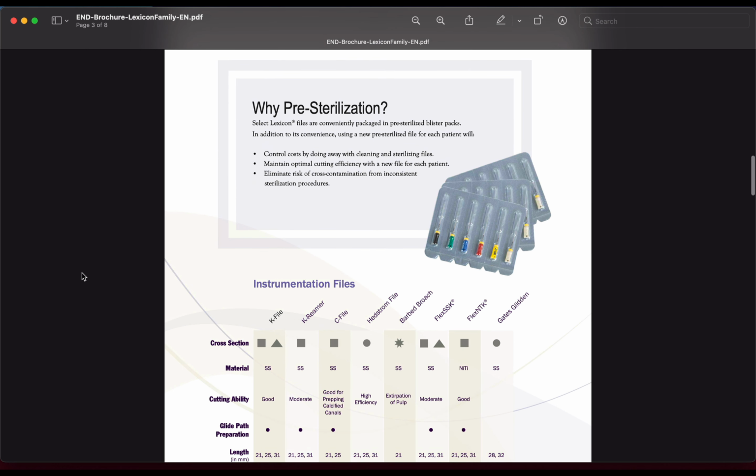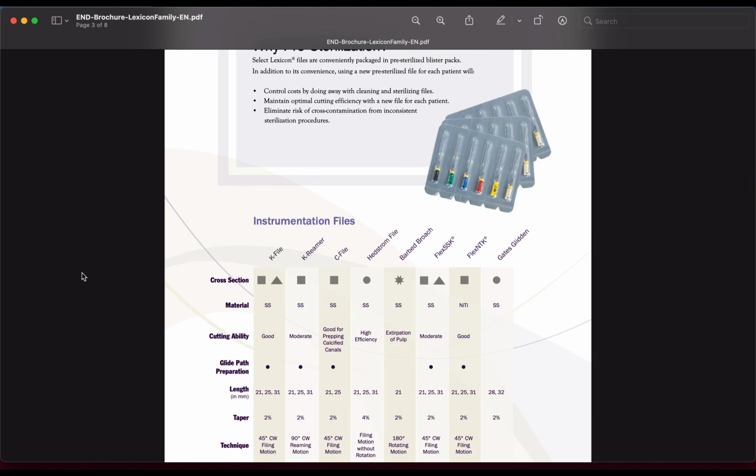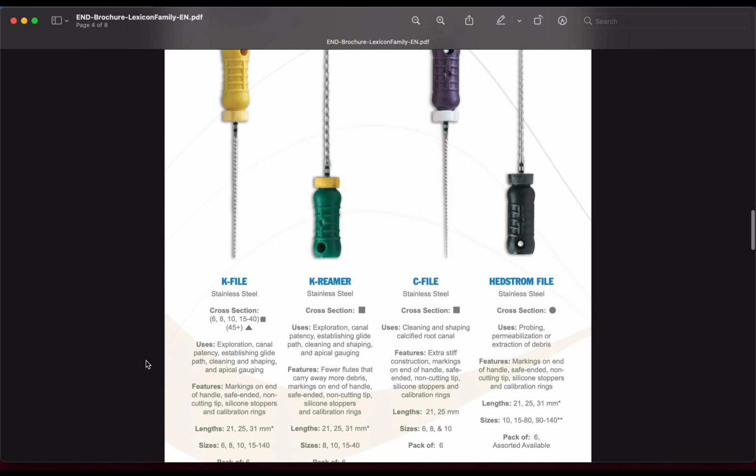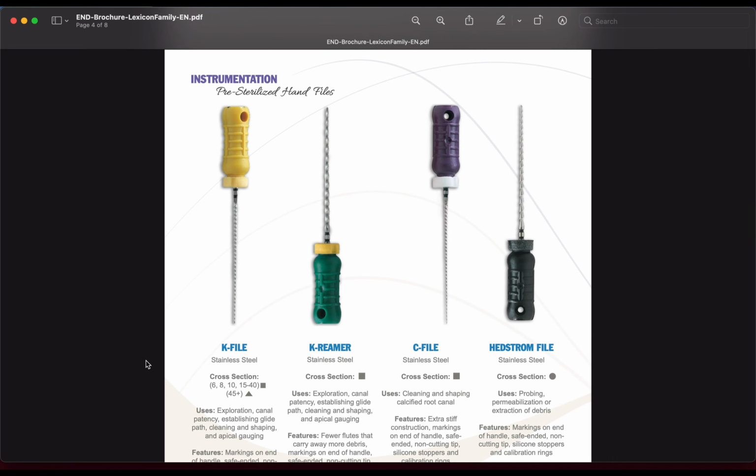So it talks about how great the pre-sterilization packs are, and I agree. I think they're fantastic, and they come in a 2% taper, which is very normal for hand files. And they're great. You can see all the different types that they have here.